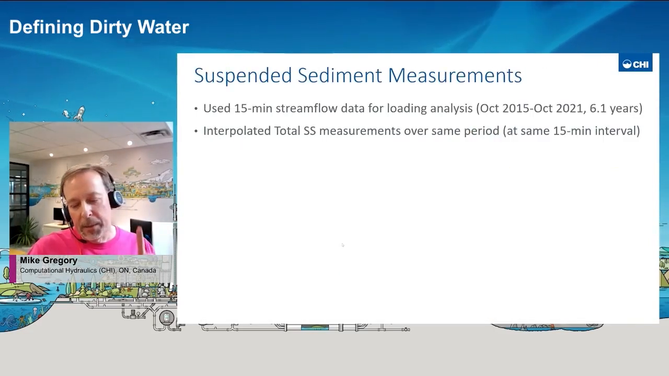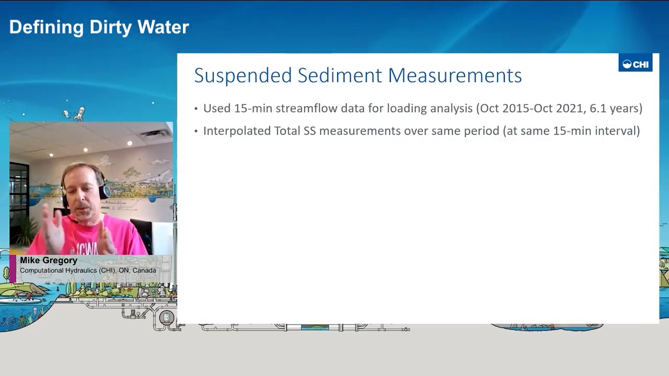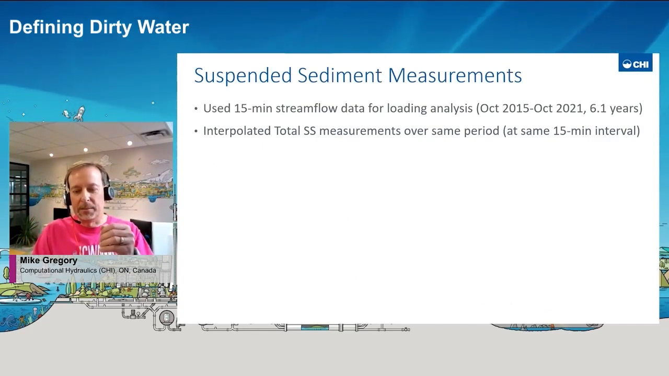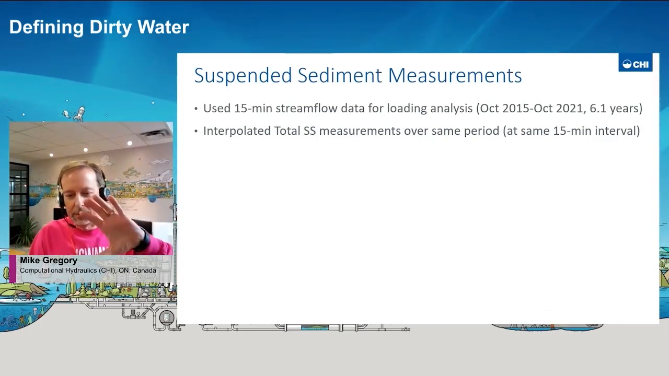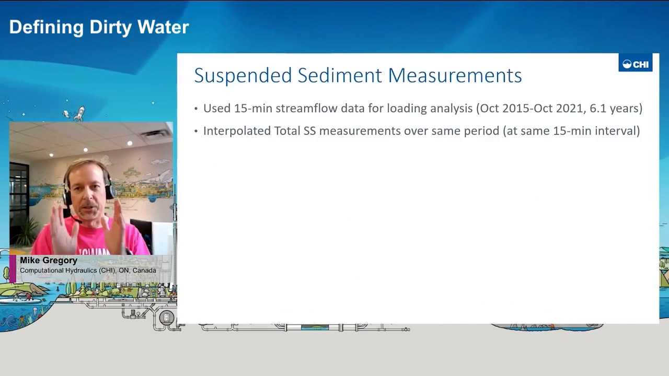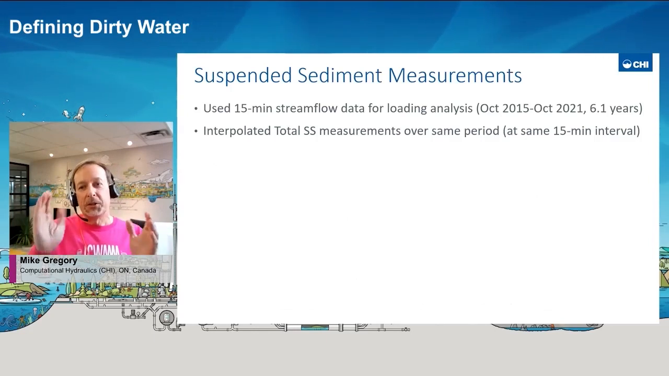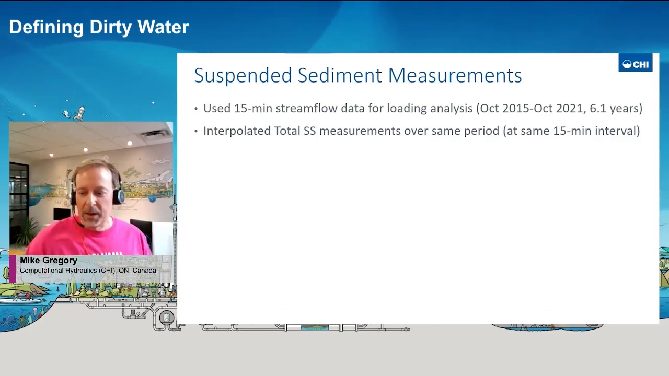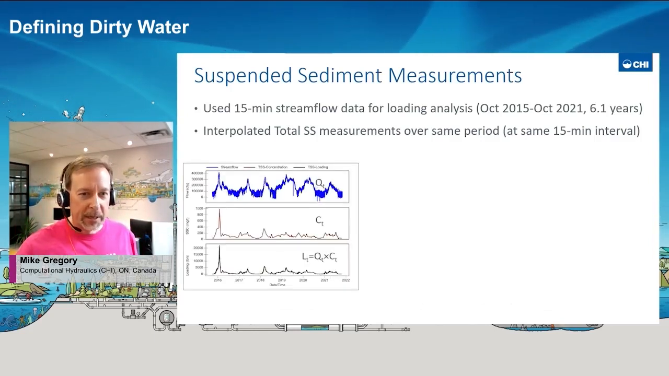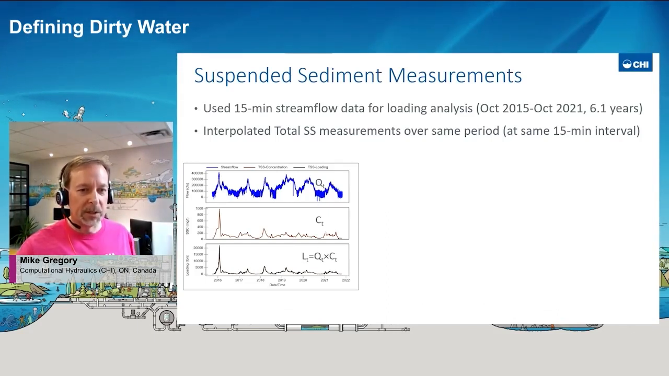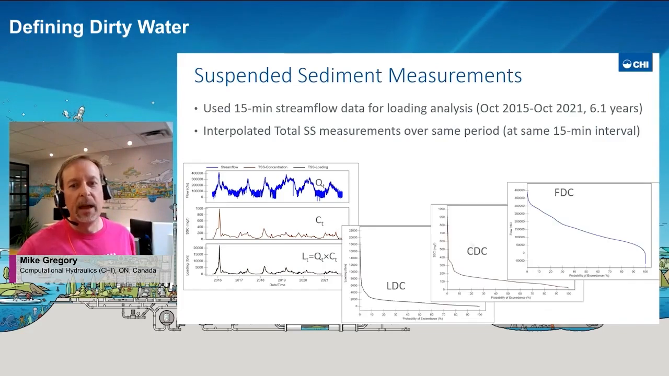Now, as I mentioned, you need to put these in time, and like I said, forget about the daily stream flow. Let's go with the 15-minute stream flow data. I was able to get 6 years of 15-minute stream flow. So I took the stream flow and multiplied the concentrations times the flow rate here. Here's the flow for the last 6 years. The flow times the concentration, that's your loading hydrograph.